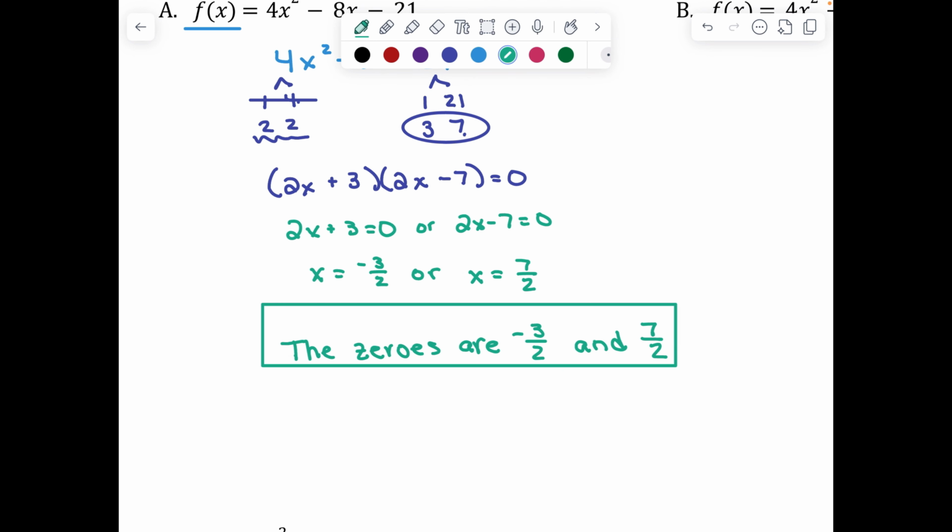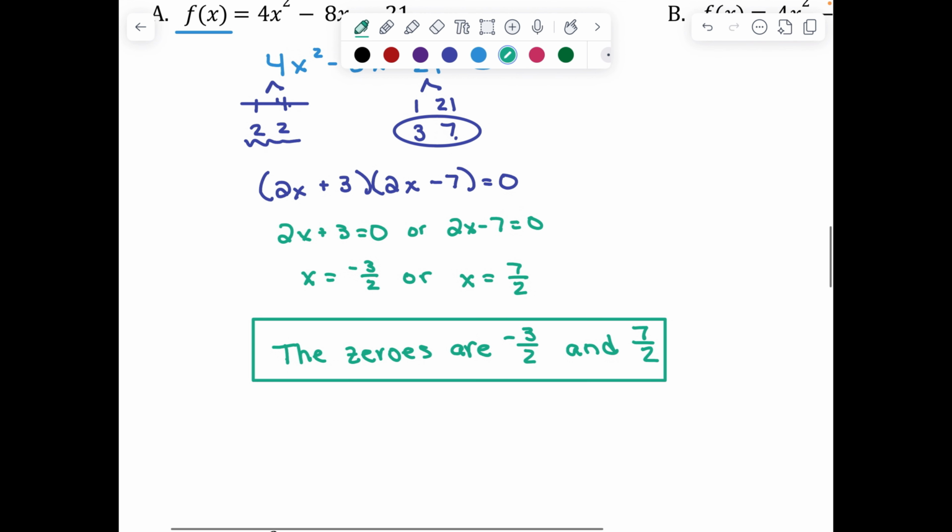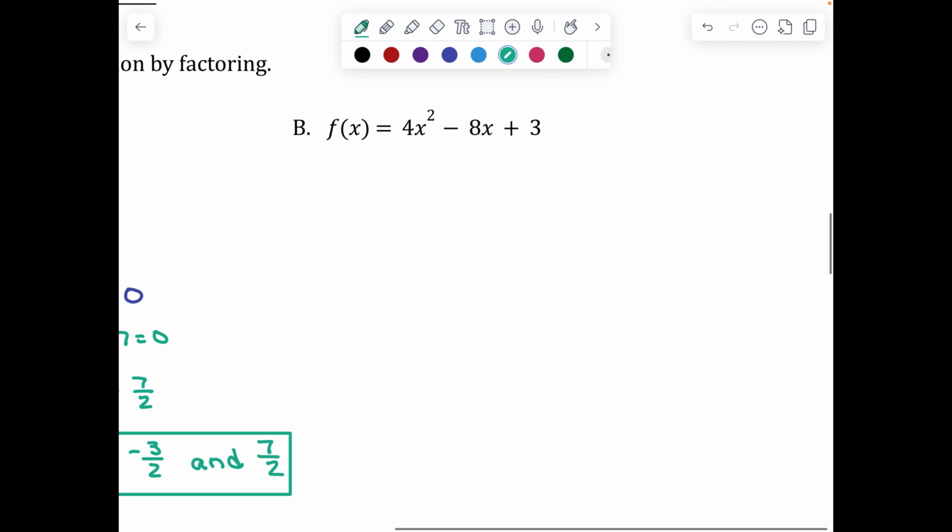So again, we're using the same exact information, same exact thing we did last time. We're just looking at it in a different way. All right, so let's look at B.